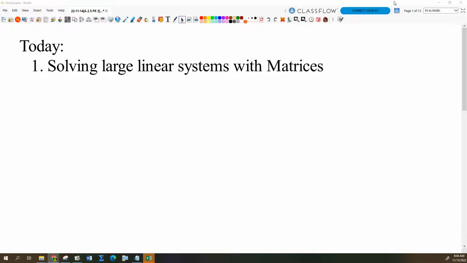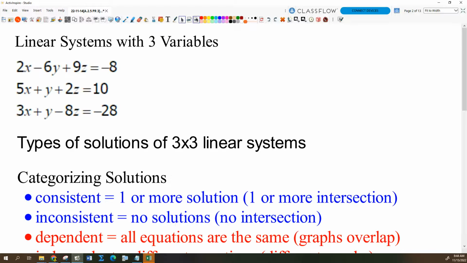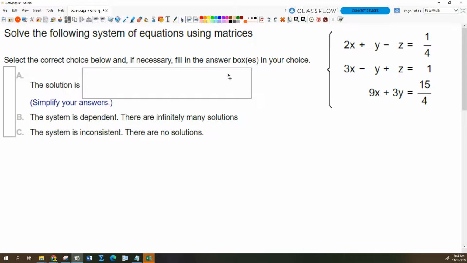Okay, so we talked yesterday about what it means to be a three-dimensional linear equation and what a three-dimensional linear system implies. Now we're going to talk about how to solve these things with technology. So what if we had one like this, for example? Okay, so how do we solve this stuff with matrices?